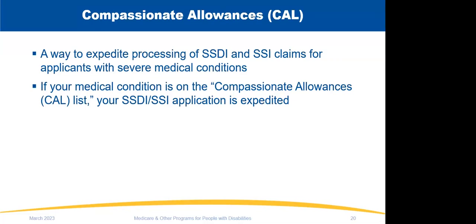If they're doing it online, or if one of our representatives is taking their application, we're going to try to pull out what all is wrong with you. Tell me everything that's going on. Because one of those things could be on that compassionate allowance list.